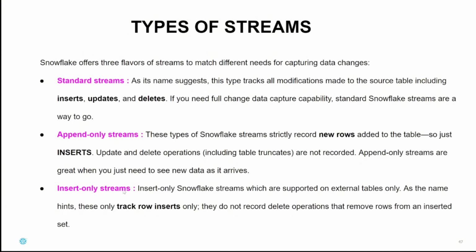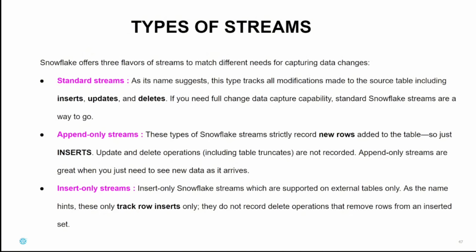The third one is the insert-only stream. Insert-only streams are supported only on external tables. As you know, external tables are tables which you create on Snowflake, but they can reference the data from an external cloud storage. If you want to track the inserts happening on those external tables, then you can create an insert-only stream on top of that table. They don't record any delete operations that remove rows from the actual data sources. So these are the different types of streams that we currently have in Snowflake.